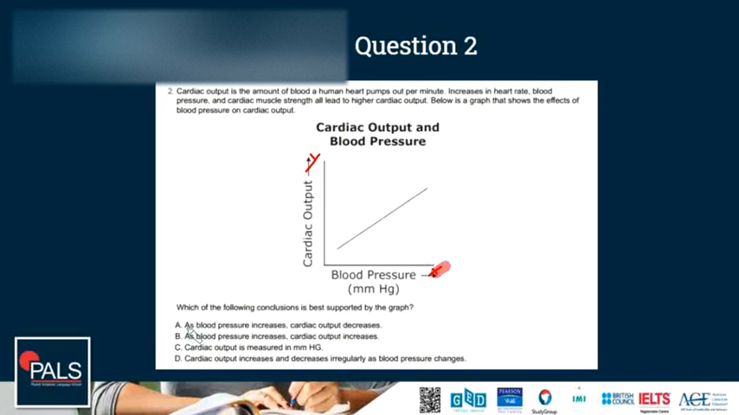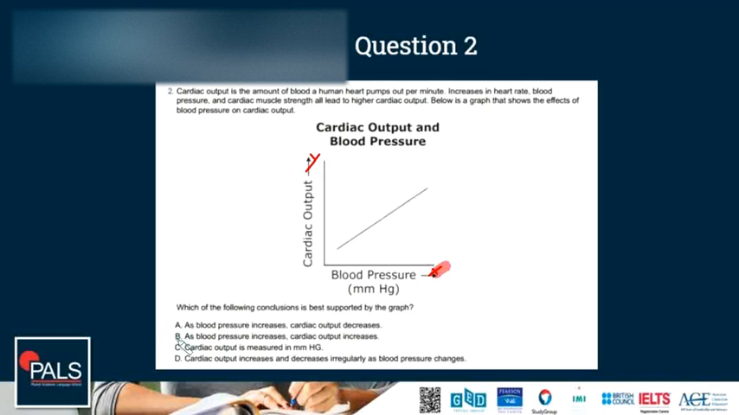So let's have a look at the possible answers. A: As blood pressure increases, cardiac output decreases. B: As blood pressure increases, cardiac output increases. C: Cardiac output is measured in milligram Hg. D: Cardiac output increases and decreases irregularly as blood pressure changes. So here the answer shouldn't be too difficult as well.